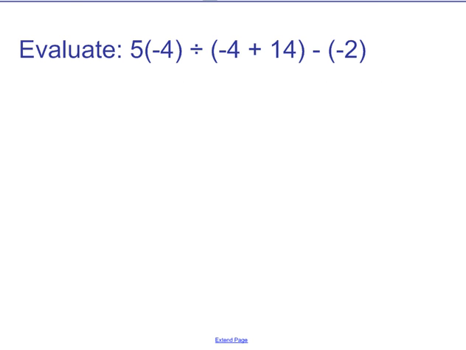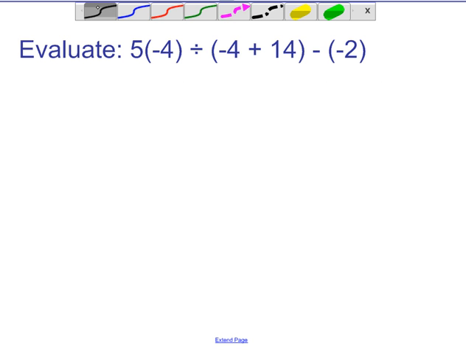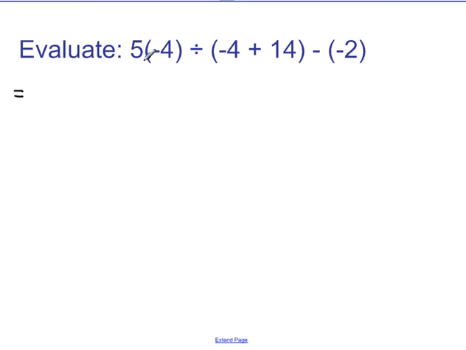And in this one, again, there's a lot of things going on. So first of all, we go through BEDMAS. We have to do what's in the brackets first. But at the same time, if we want, we can also do the 5 times negative 4, because that's sort of independent of the negative 4 plus 14. So my first step is going to be to do 5 times negative 4, which is negative 20, divided by, and then the brackets, which is negative 4 plus 14, which will be 10. And then subtract negative 2.